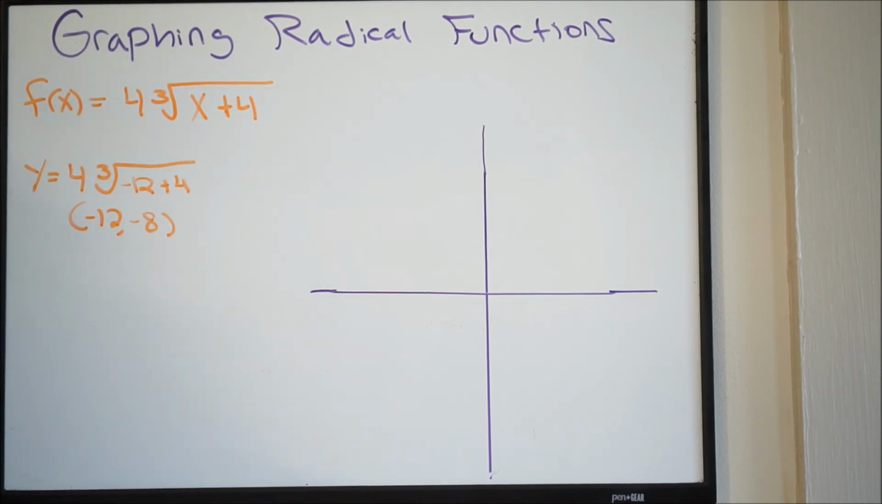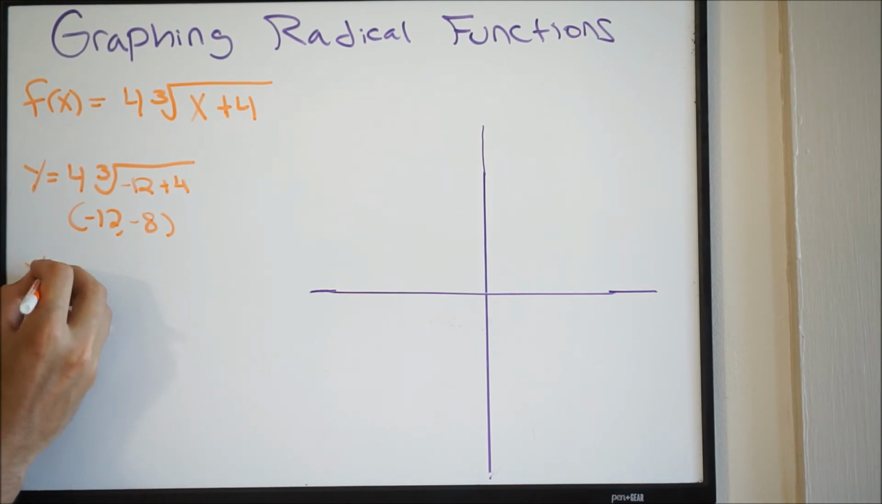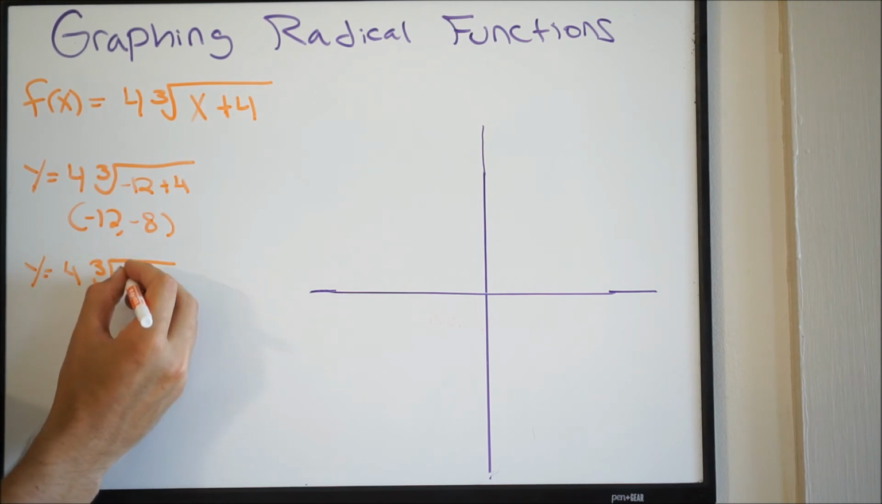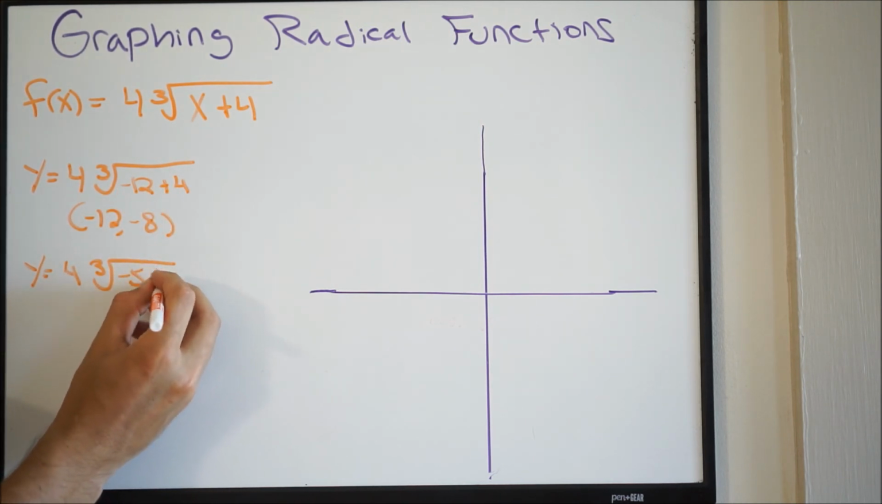That's going to be a point. Okay, let's keep going. Let's pick negative 5. So we'll have y equals 4 times the cube root of, we said negative 5 plus 4.